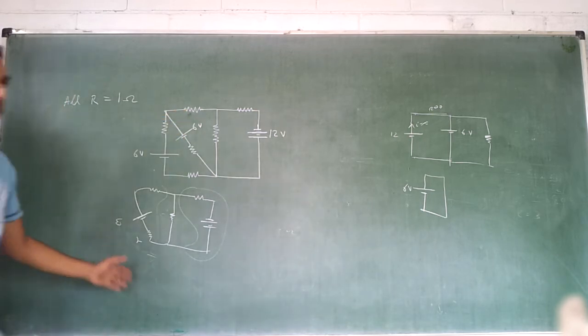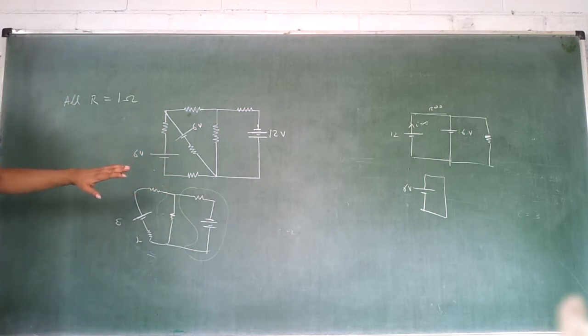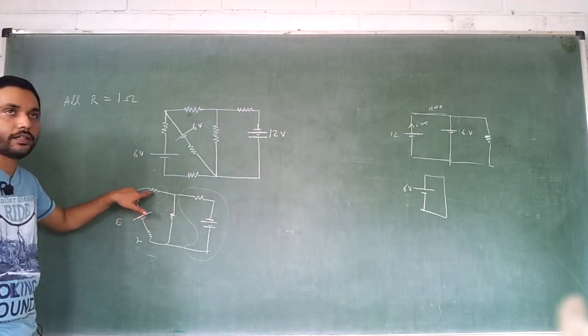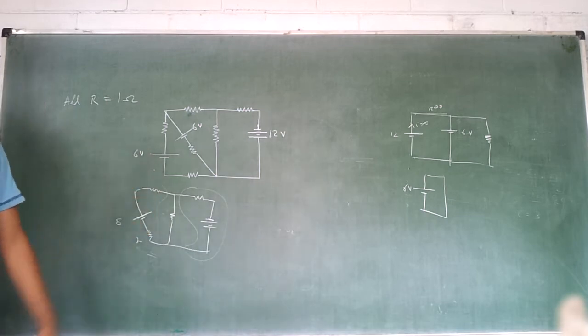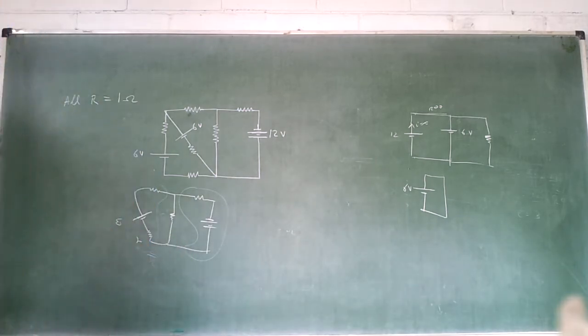Fast, complete it. Find the current in this resistance, and find the current in all the three branches. Chalo jaldi karo.